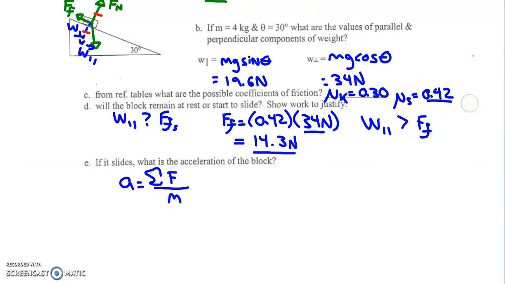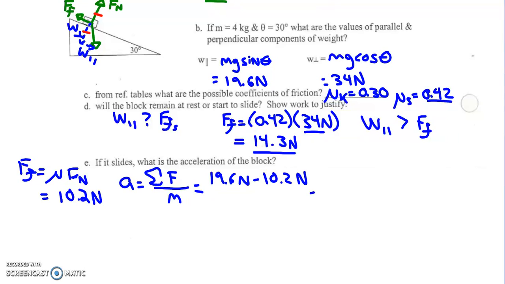So what I want to do, as a little side calculation, is redo the friction equation, but now put in the 0.3. If you put in 0.3 and multiply by the normal, we get a value of 10.2 newtons. So now I can do my sum of forces, my 19.6 newtons minus my 10.2, all over 4 kilograms. And I got an acceleration of 2.35 meters per second squared.